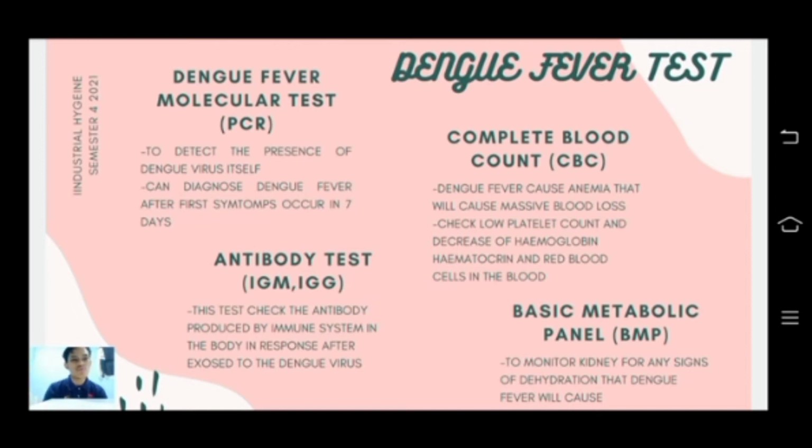The next one is complete blood count, CBC. Dengue fever can cause anemia due to massive blood loss, and this test is to check for low platelet count and a decrease of hemoglobin, hematocrit and red blood cells in the blood.